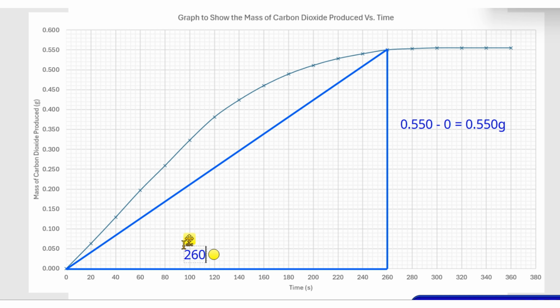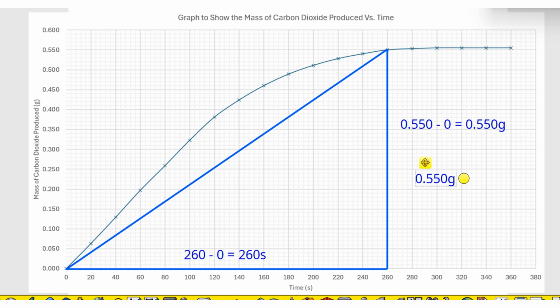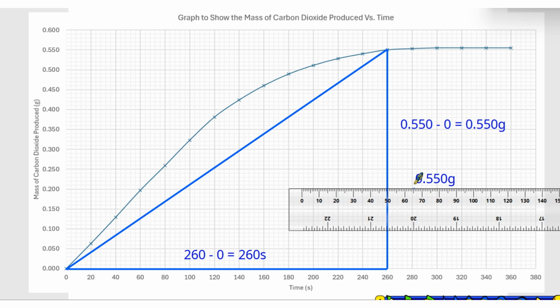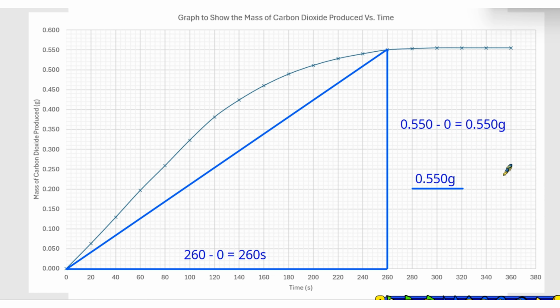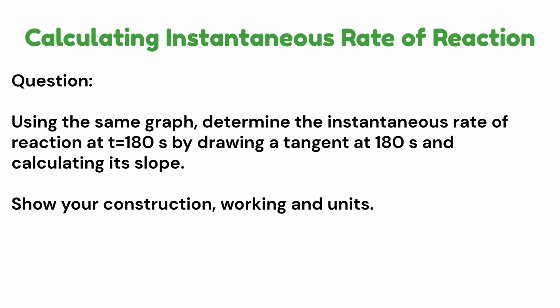Here we have to use 0 seconds and 260 seconds. The mass goes from 0 grams to 0.55 grams. So the average rate is the change in mass divided by the change in time. So 0.55 grams divided by 260 seconds gives you a rate of 2.12 times 10 to the power of minus 3 grams per second. If you wanted to convert this to moles per second, you would divide by 44 grams per mole, which is the molar mass of carbon dioxide.